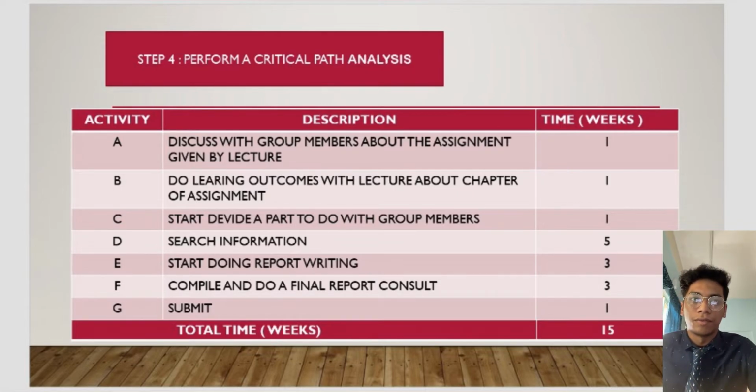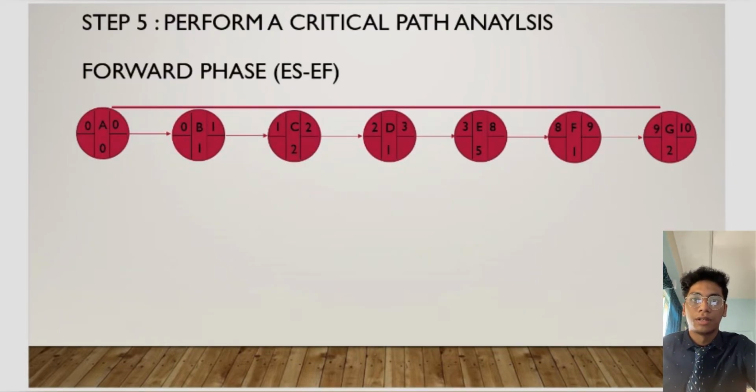Next, search information, 5 weeks. And next, start doing report writing, 3 weeks. Compile and do the final report consultation, 3 weeks. And lastly, submit, 1 week. So the total time is 15 weeks. Next, this is step 5, perform a critical path analysis. So this is our analysis for WordPress, ES and EF.